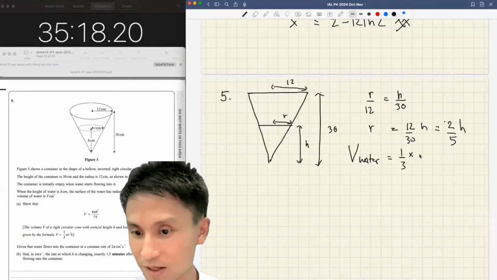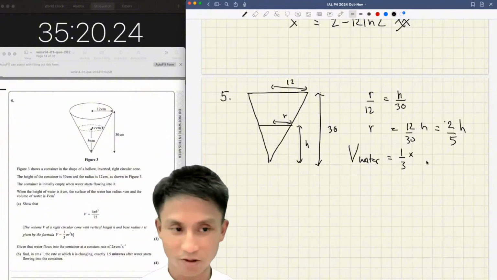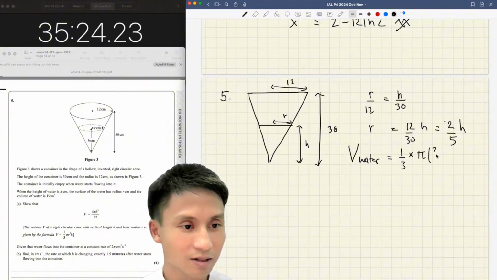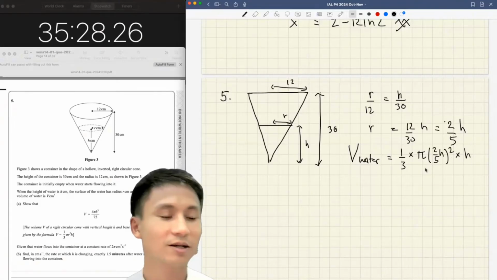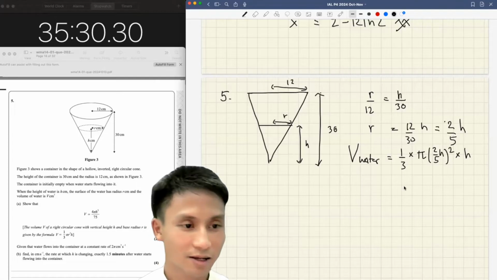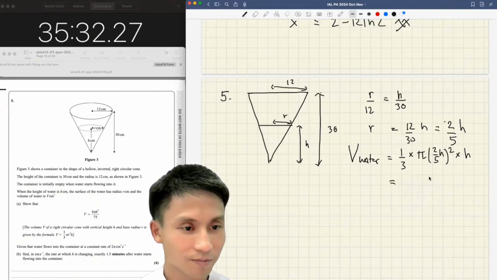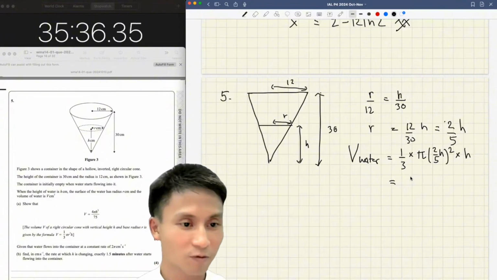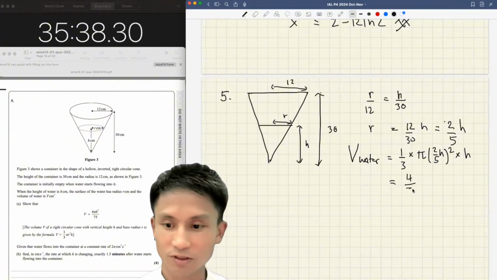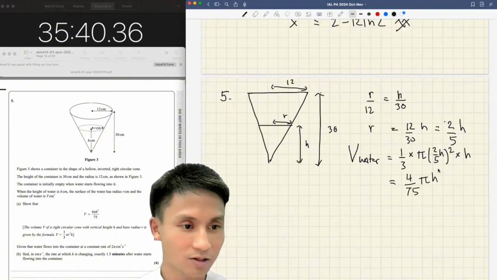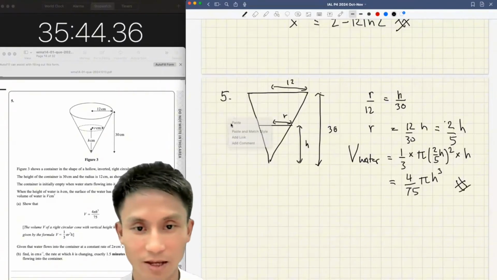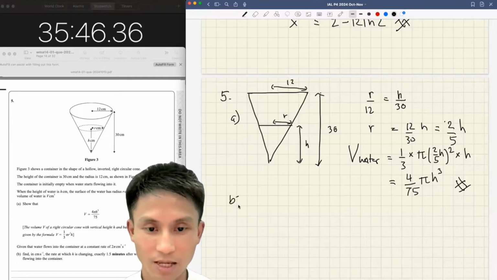That's the formula of the cone, but I happen to know it: pi R squared H. Basically that. So that is 4 over 25 in the brackets there. So that's 4 over 75 pi H cubed, as required. Okay, that's A done.